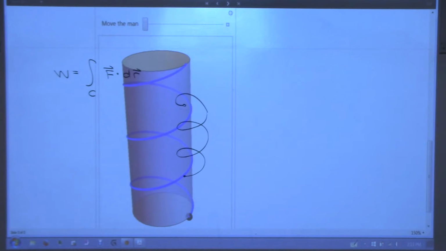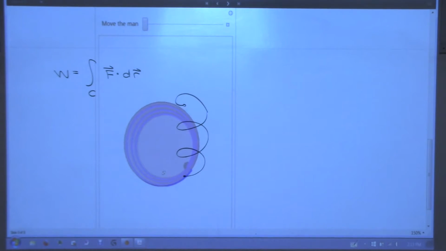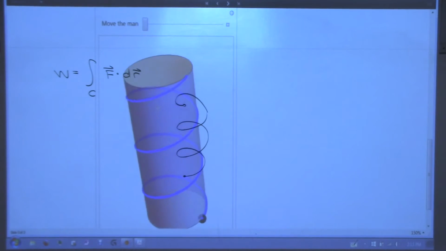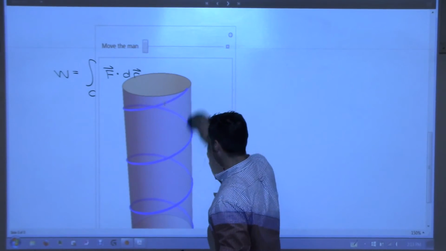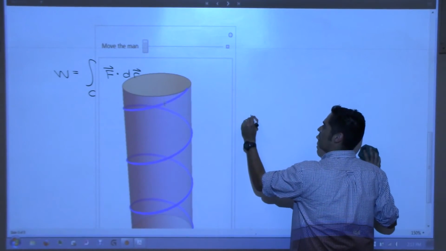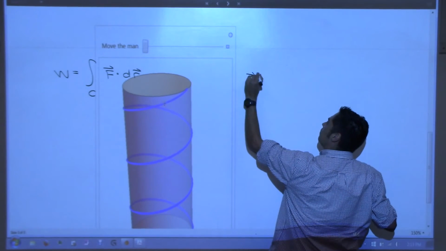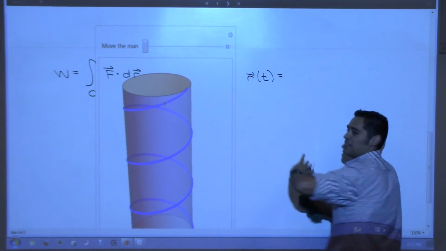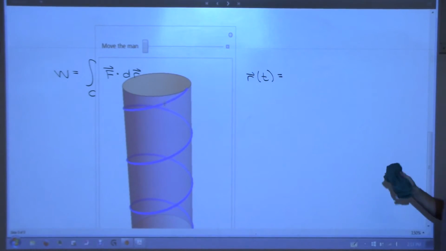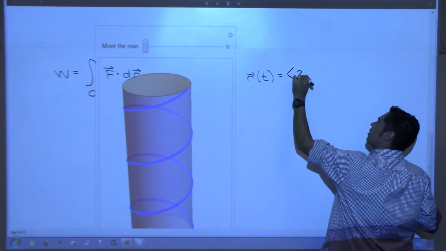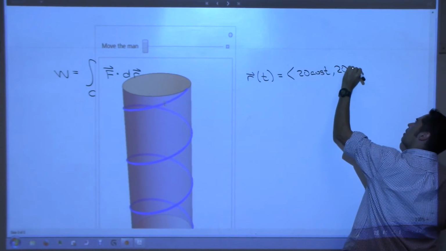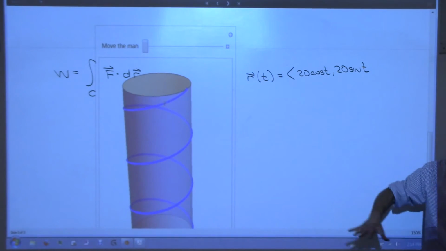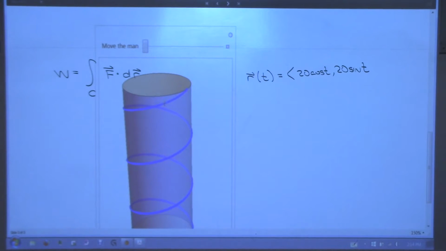I can give you some hint. If you look at it this way, it's just what? A circle. And what's the radius of that circle? 20, right? How would you draw a radius 20 circle with some sort of vector function? If I just asked you to draw me a circle, radius 20, you would do what? 20 cosine t, 20 sine t. But that would draw me just a circle on a flat sheet of paper. I actually want it to come up, right?